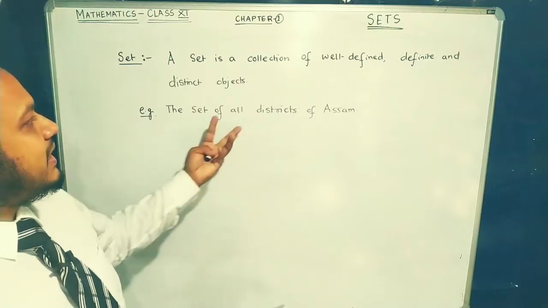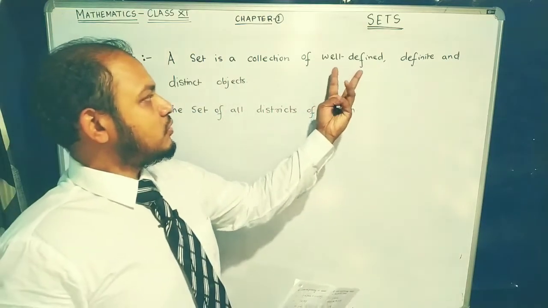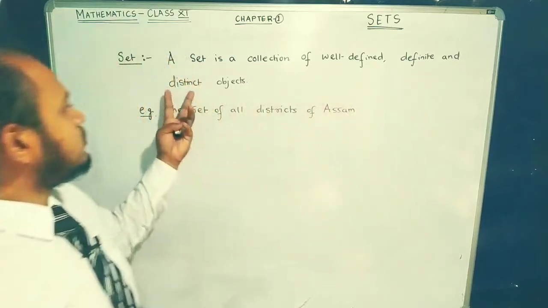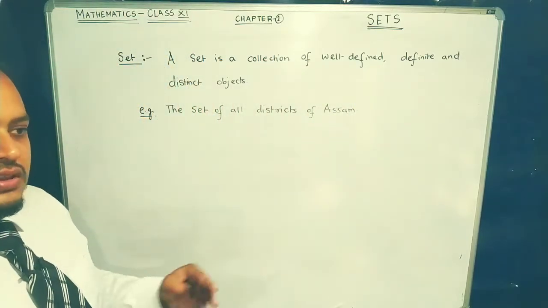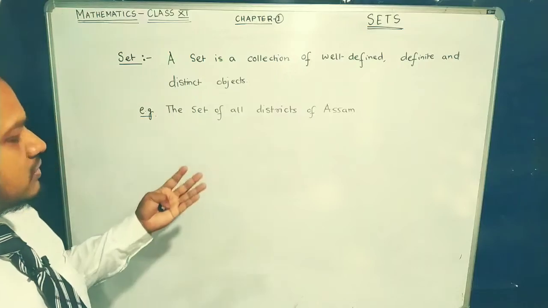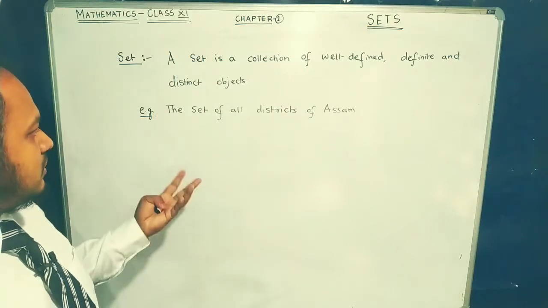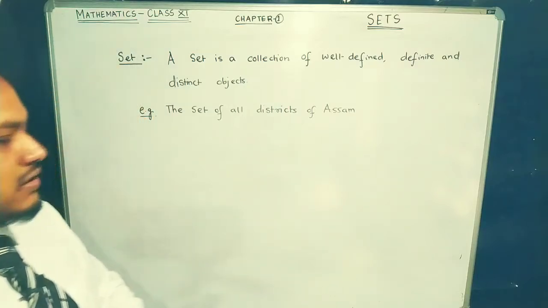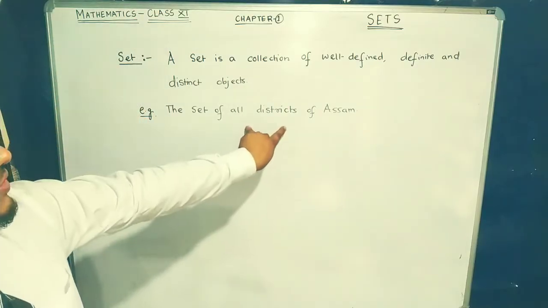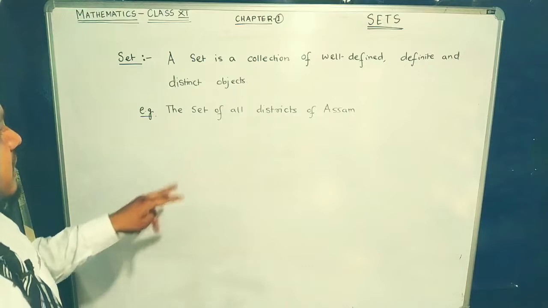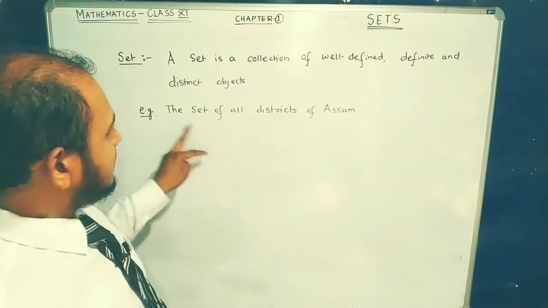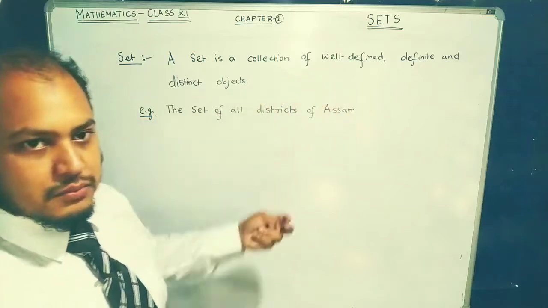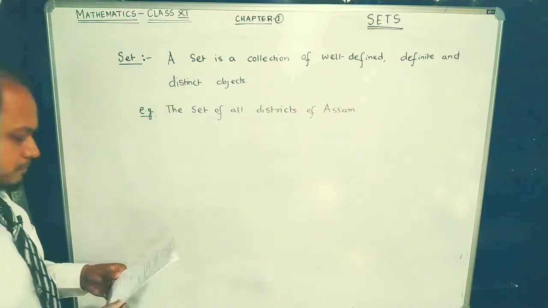So we see that the districts are well defined, they are definite and they are also distinct. That means Karimganj is not the same as Silchar, and Silchar is not the same as Hailakandi, or Badarpur is not the same as this. Every district is different from the other, and the total number of districts is definite. This is known as the set of all districts of Assam. So this is just one example.